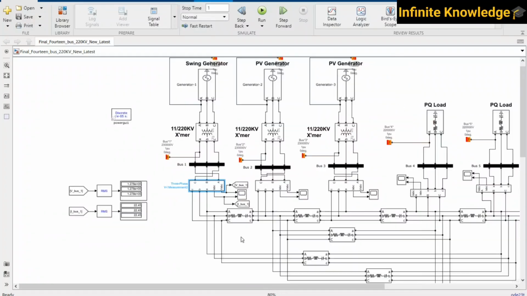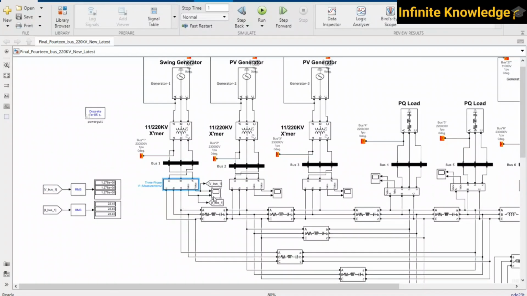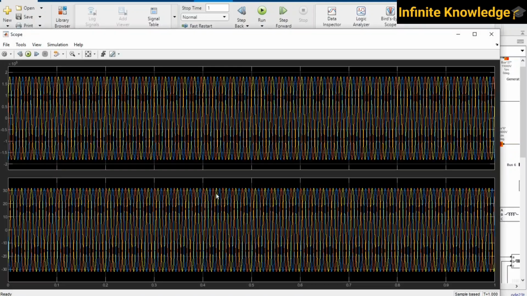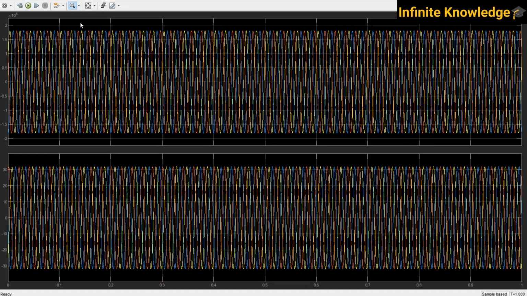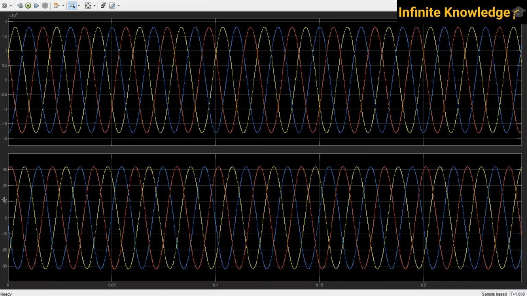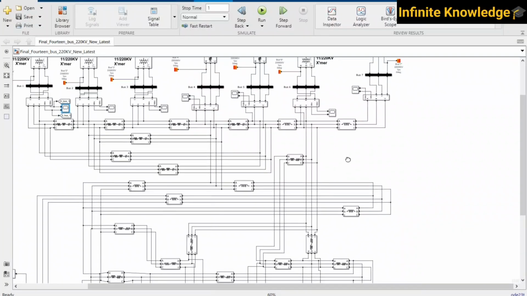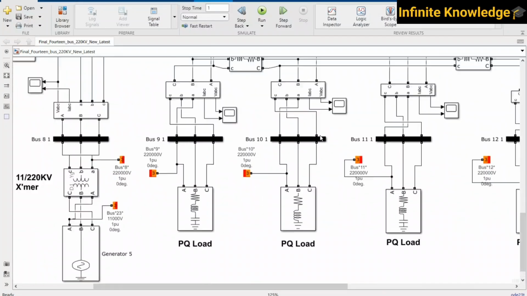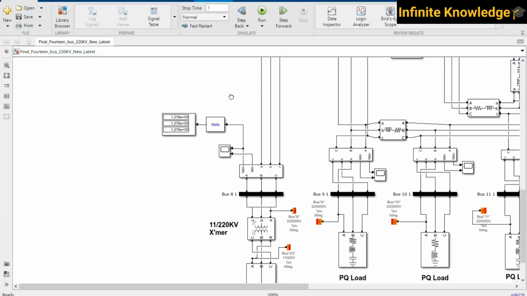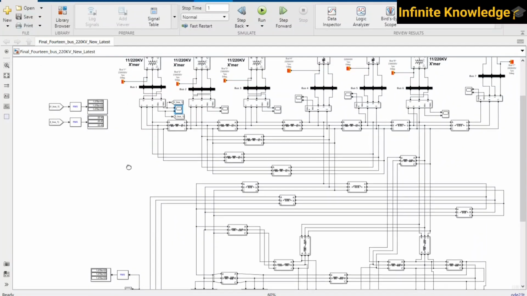If you want the waveforms also, you can see these are the waveforms, and it's a very clear sine wave. You can zoom the waveform as per your requirement. The waveforms are very clear, they are three-phase waveforms, and the voltages are also the same because the buses are totally connected.